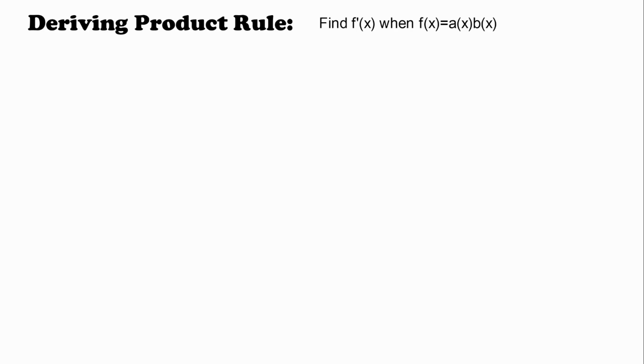So let's derive the product rule by using the limit definition of a derivative. So we have the limit of h going to 0 of our function f of x plus h minus f of x divided by h. Now, since we have x plus h for f of x, let's use our two product functions in place of f of x. So here we have the limit of h going to 0 of a of x plus h multiplied by b of x plus h minus a of x times b of x divided by h.